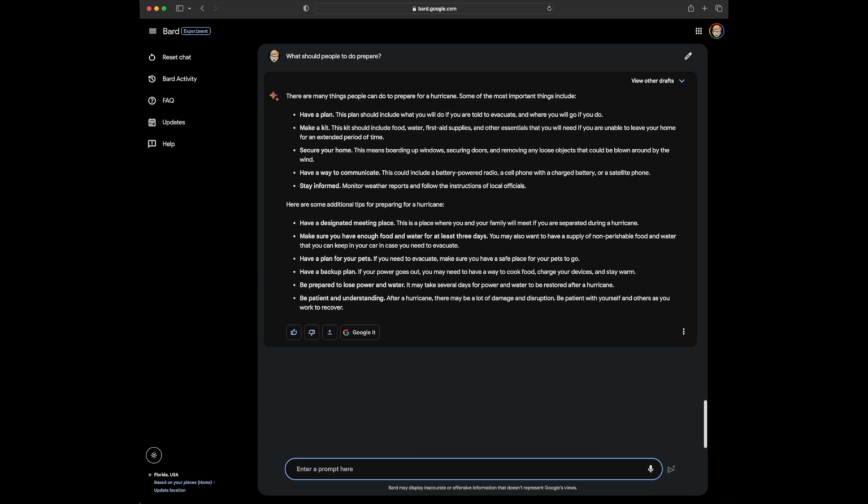Have a plan for your pets. If you need to evacuate, make sure you have a safe place for your pets to go. Have a backup plan if your power goes out. You may need to have a way to cook food, charge your devices, stay warm.